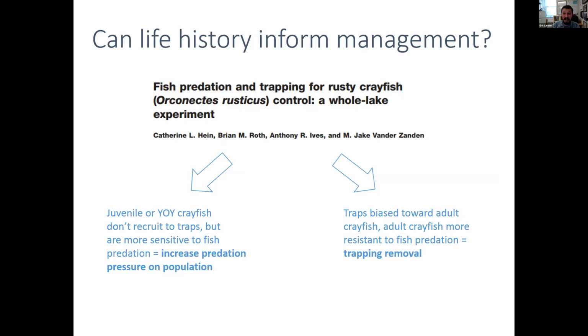You could potentially stock more predatory fish to try to increase that predation pressure on the young of the year, where we know that things like baited trapping are really biased towards larger, more aggressive adult crayfish. So these researchers combined both trapping removal and predatory fish management to try to target different life history stages of the crayfish they were trying to remove. That project didn't completely eradicate rusty crayfish from their lake, but they did greatly reduce rusty crayfish abundances in a lake in northern Wisconsin.